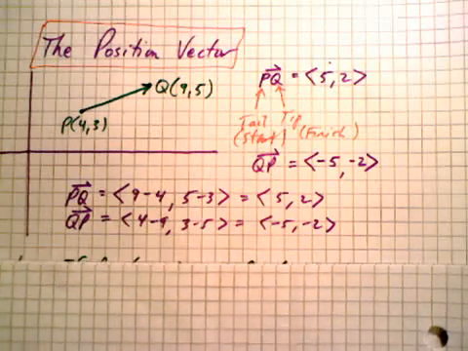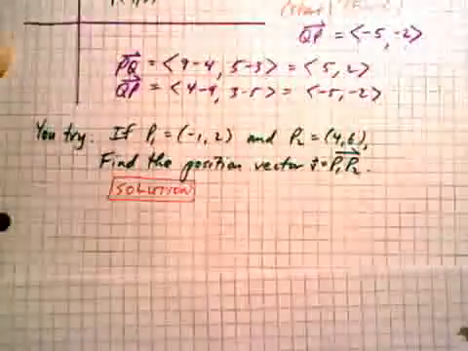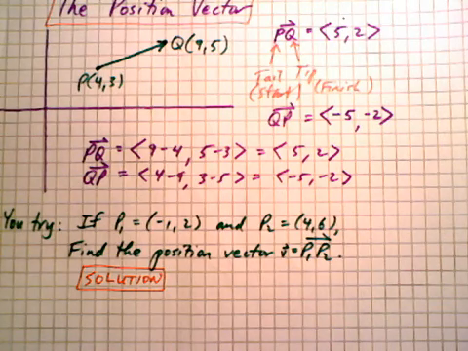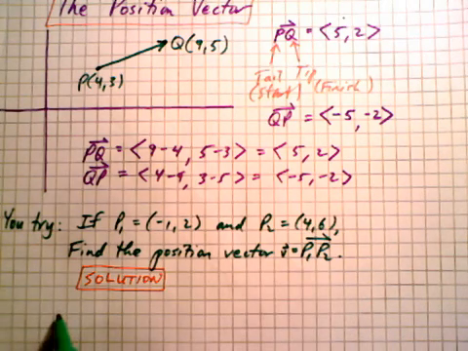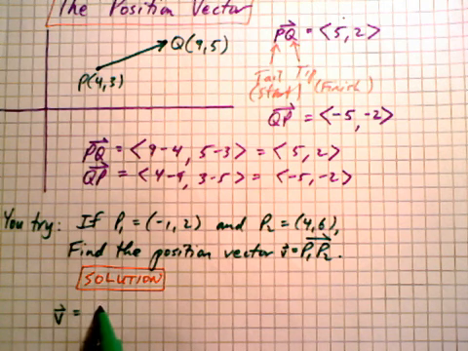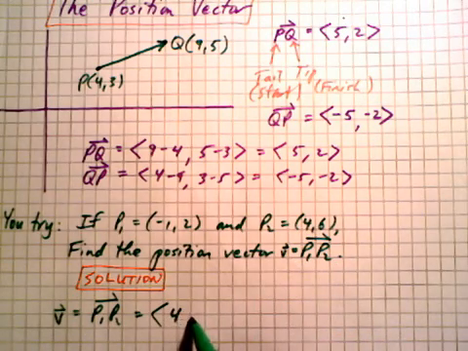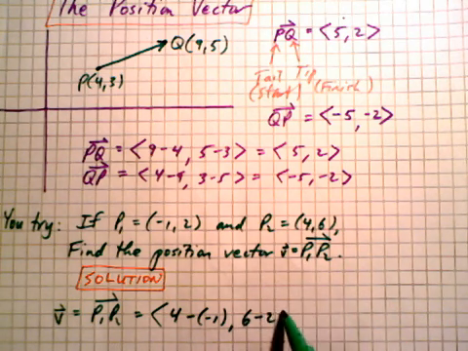Okay, so I'm going to have you try one on your own. Find the position vector. Let's see if you got it. Find the position vector V, which would be equal to the vector P1 to P2. Pause the video, try it on your own, and I'm going to do that. V equaling P1 to P2. We're ending at P2, so we take the horizontal component from P2 and subtract the horizontal component from P1, and then we do the same for the vertical component, 6 minus 2.